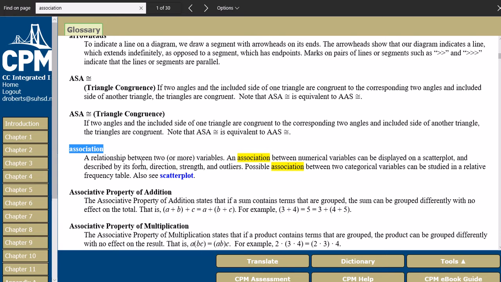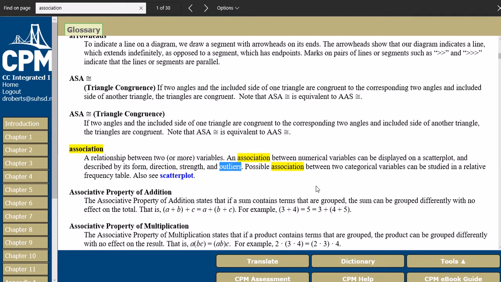So form, is it a line? Is it a curve? Direction, is it increasing or decreasing? Strength, how close are the data points to the line? And outliers, are there points that are clearly not part of the data, they're outliers? And then why are they outliers? Could it be just incorrect data entry, or is there something interesting about that outlier?